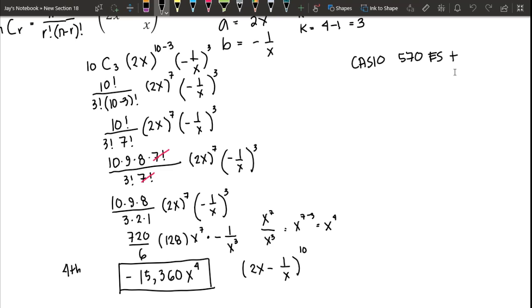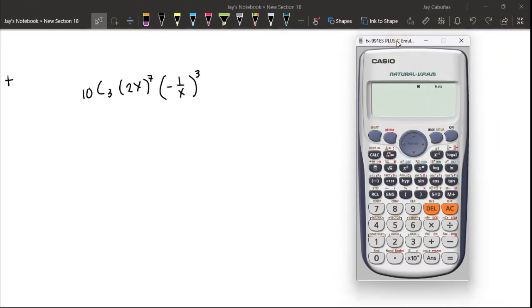Now, how are we going to use this one? If you have this combination option in your calculator, you can use this function to simplify 10 combination 3. So you can use 10, then shift, then this button here, this is the divide symbol. So you have C, then our k here, that is 3, or r.